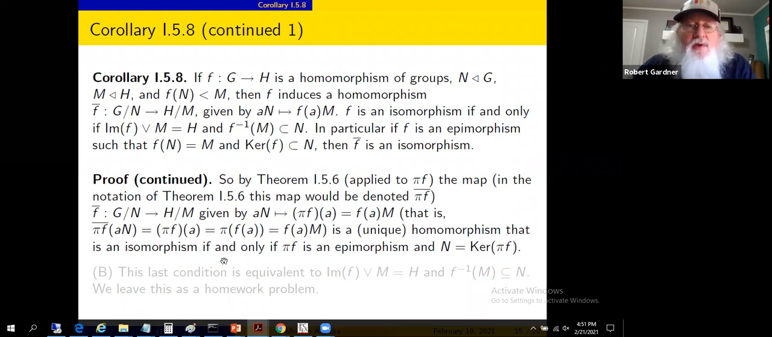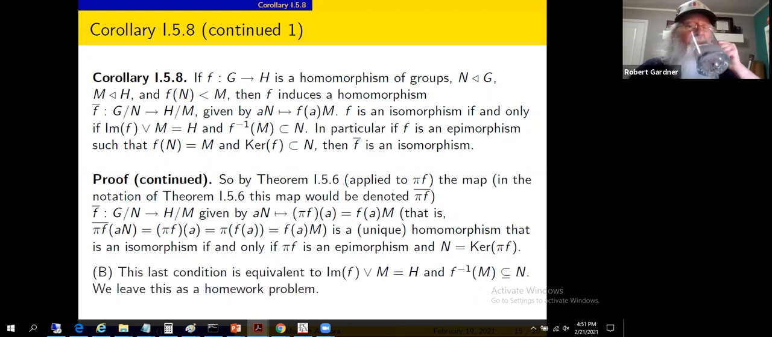We're not claiming this stuff about the kernel just yet. All we claimed was the existence of a homomorphism in the first part. So a little extra stuff here, also true by theorem 1.5.6. There exists a homomorphism, and here are some properties of it we know by theorem 1.5.6. Now the next part deals with the join of the image of f with M and the inverse image of M and its location.